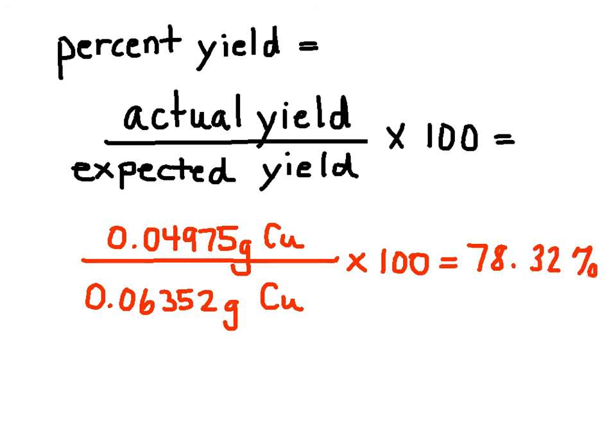78.32%. So a pretty good yield, about what we would expect in a typical high school laboratory. Again, maybe we lost some when we were decanting or trying to dry our product. If we'd gotten more than 100%, maybe there was some contamination, but a pretty good yield all in all.